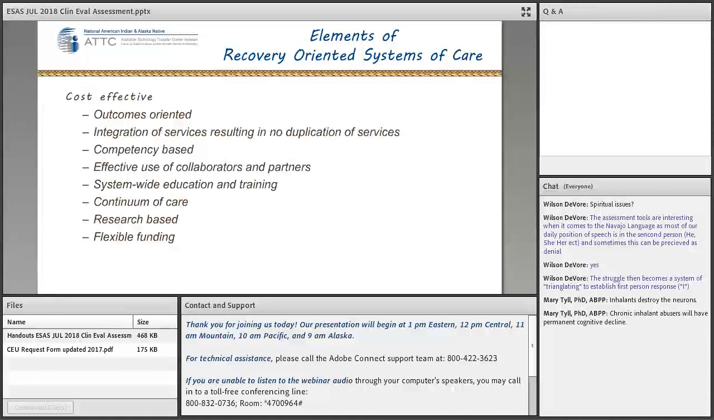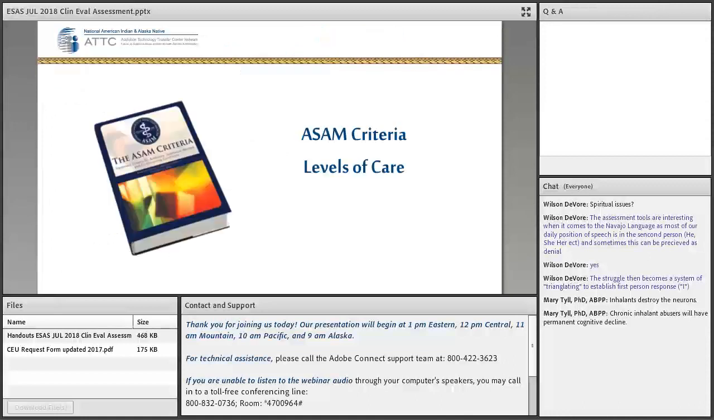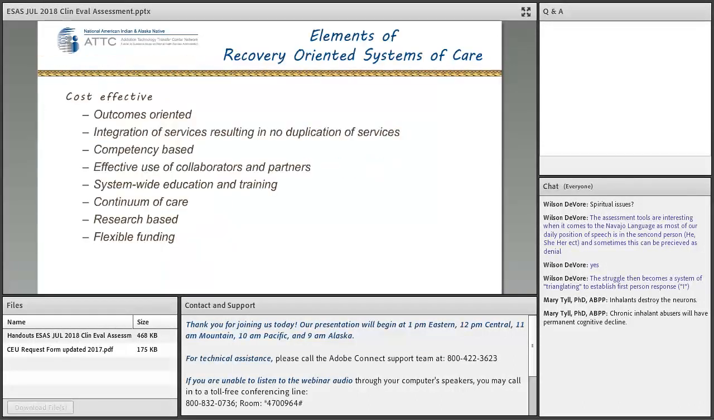Effective use of collaborators and partners, system-wide education and training, continuum of care, research-based, and flexible funding. So, up to that point, are there any questions? Usually I stop here for questions in case we are running out of time.